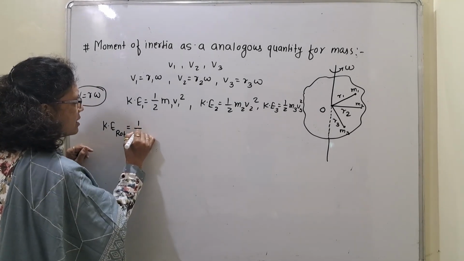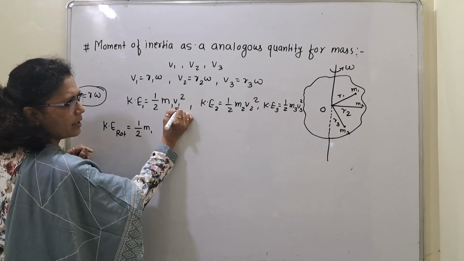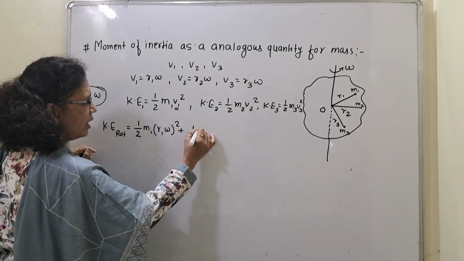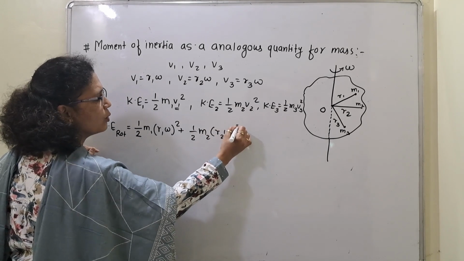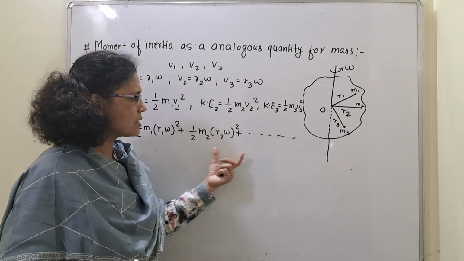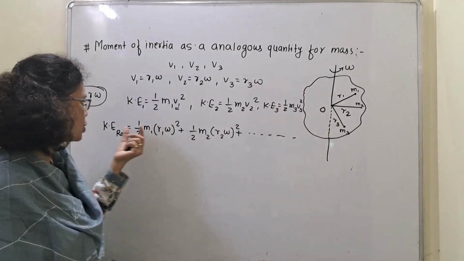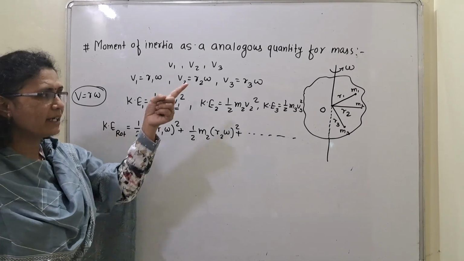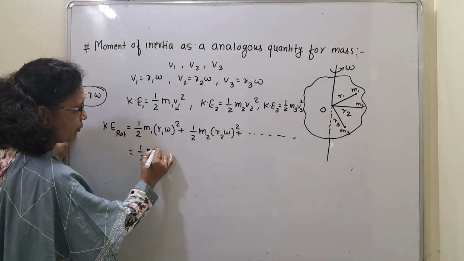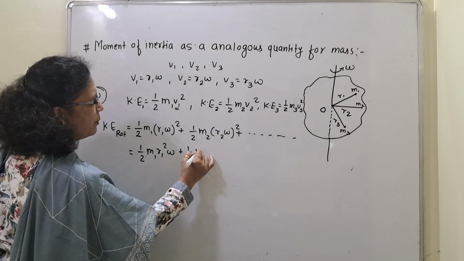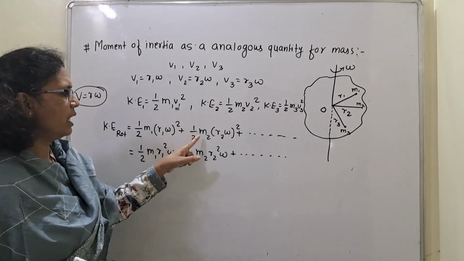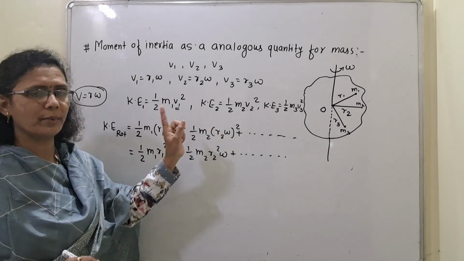So I will write like this. 1/2 m1 in place of v1 square, I will write (r1 omega) whole square, plus 1/2 m2 (r2 omega) whole square and so on. It is only for three particles. I will generalize this for n number of particles, that is the total kinetic energy of that rotating body. So the equation becomes 1/2 m1 r1 square omega square plus 1/2 m2 r2 square omega square plus and so on up to 1/2 mn rn square omega square.